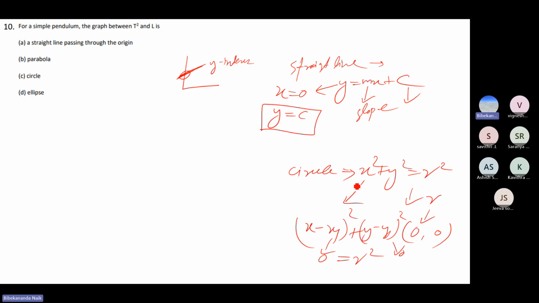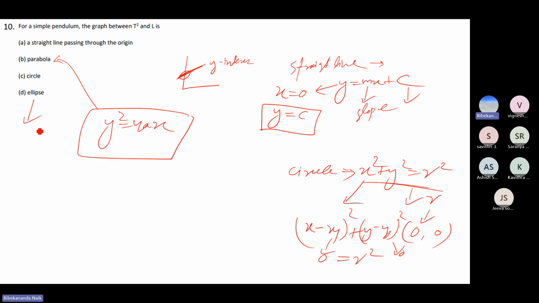So all are 0. This is the equation of a circle with center at origin, x square plus y square equal to r square. Then x square minus y square equal to r square is, sorry... So what is the expression for a parabola? What is the equation of a parabola? This is y square equal to 4ax.